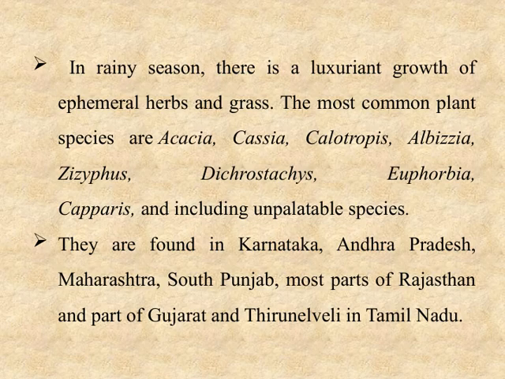This lush growth isn't confined to just one region. It's spread across several states in India. For example, Karnataka, Andhra Pradesh, Maharashtra, South Punjab, most parts of Rajasthan, as well as some areas of Gujarat and Tirunelveli in Tamil Nadu. Understanding this seasonal vegetation is crucial because it influences local ecology, grazing patterns, and even the overall health of the ecosystem. It also ties into how these regions adapt and utilize their natural resources during the monsoon. So, these ephemeral herbs and grasses really play a key role in the landscape dynamics during the rainy season.